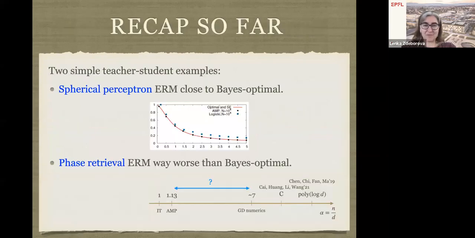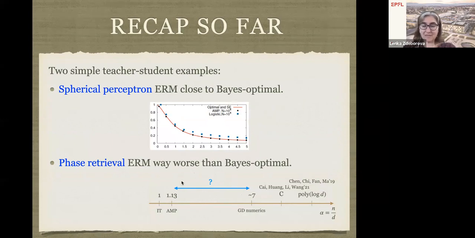So, okay, before doing that, maybe a recap. In the spherical perceptron, when the teacher was generating the labels as signs, we had the empirical risk minimization that was so close to the Bayes optimal that we wouldn't bother wanting to improve the logistic regression there. In the phase retrieval it is different. There is a sizable gap. So how do we close that gap?